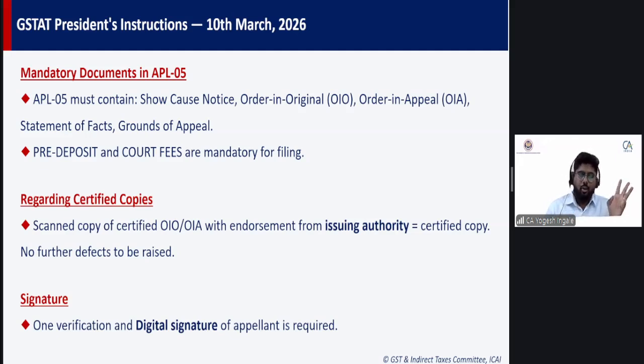Now regarding the certified copies, we have already discussed this. If you are uploading scanned copies of the order in original or order in appeal, then an endorsement from the issuing authority is necessary. We have already seen the certified copy definition. A certified copy can be an original copy or one authenticated by the appellant, respondent, or authorized representative. However, the precedent instruction says that a scanned copy of the order in original or order in appeal with an endorsement from the issuing authority will be treated as a certified copy.